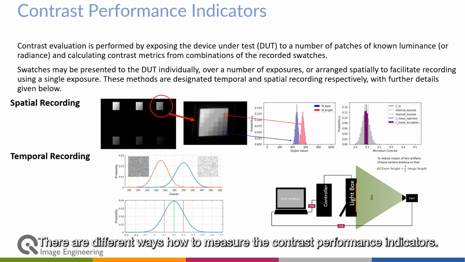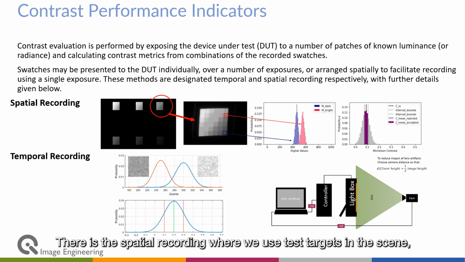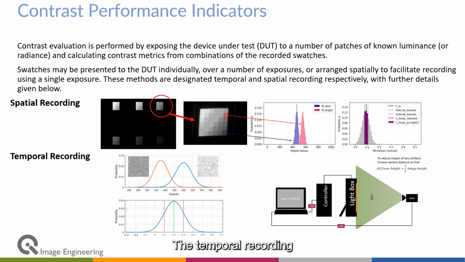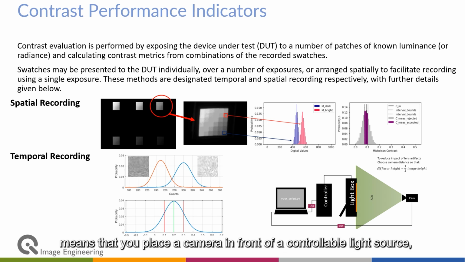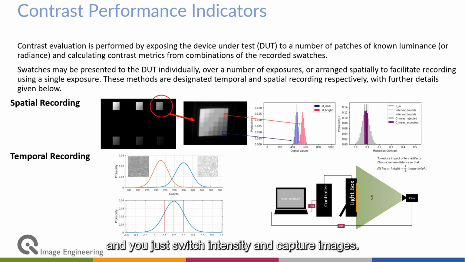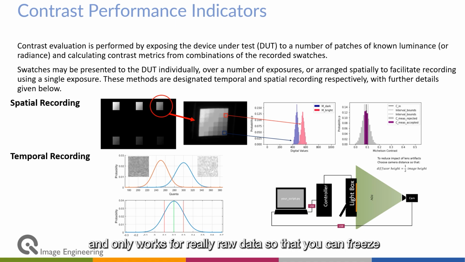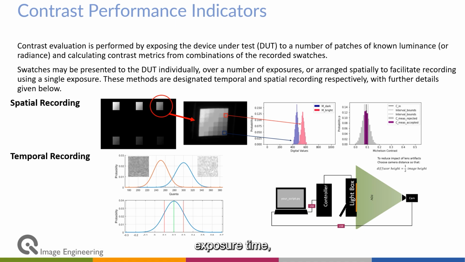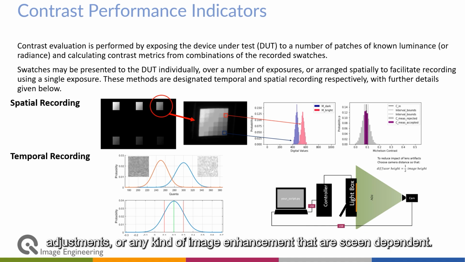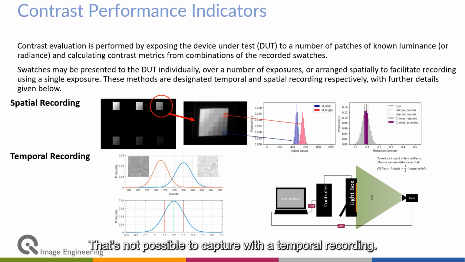There are different ways to measure the contrast performance indicators. There's the spatial recording, where we use test targets in the scene, and there's a temporal recording. The temporal recording means that you place the camera in front of a controllable light source and you just switch intensity and capture images. This only works if you have full control of the camera, and only for really raw data, so that you can freeze exposure time, adjustments, or any kind of image enhancement that is scene dependent. That's not possible to capture with the temporal recording.